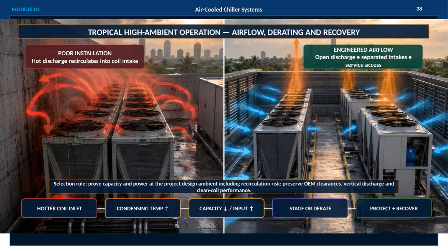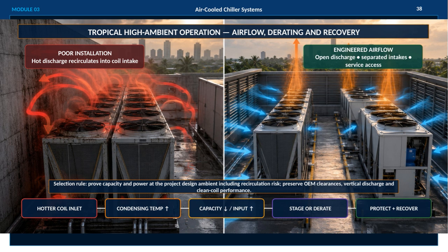On this slide, we're focusing on tropical high-ambient operation for air-cooled chiller systems, especially looking at airflow, derating, and recovery. A key issue to watch out for is poor installation, where hot discharge air can recirculate back into the coil intake. This recirculation causes the coil inlet temperature to rise, which in turn increases the condensing temperature. As a result, system capacity decreases while input power goes up, leading to inefficiency.